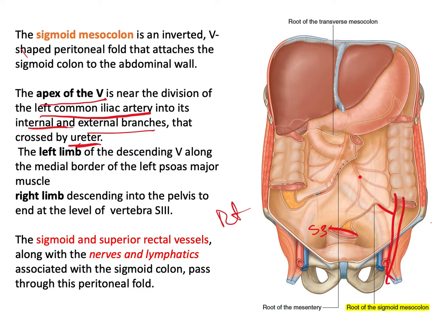Now, you have to know, look at the sigmoid arteries, which are branches from the inferior mesenteric. These sigmoid arteries pass through this double layer of peritoneum, through the sigmoid mesocolon. So you have the sigmoid arteries, and also you see this branch, which is the superior rectal vessel to the rectum. The superior rectal vessels pass here in the left border of the right limb. Also, you have nerves and lymphatics, as you know.